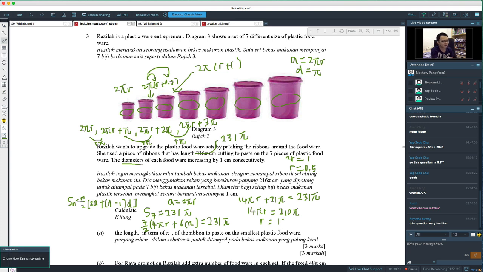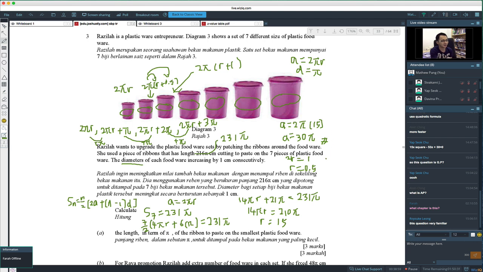But this is not yet my answer, because the question asks about the length for the first footwear, which means 2 pi r. So if I know r equals 15, I substitute into my a. Therefore my a equals 2 pi multiplied by 15. My answer will be 30 pi. This is the answer for my a, which means the smallest one, because the question asks about the length of the ribbon on the smallest plastic footwear. So I know the smallest one will be 30 pi.